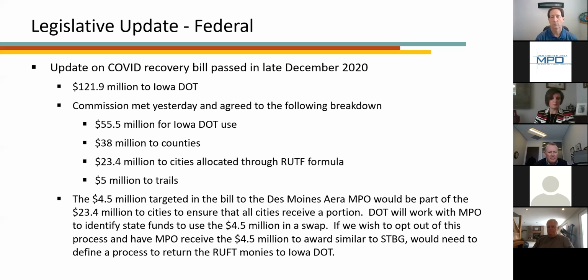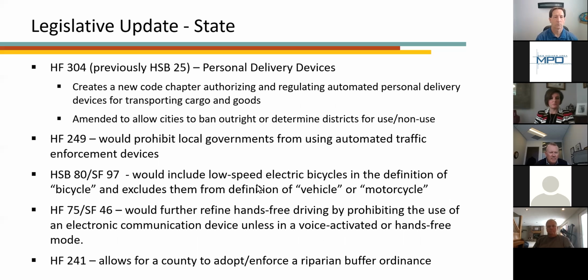If you go to the next slide, we've got an update on a few federal pieces of legislation. One we talked about last time was House File 304, though by the time it was called something different. This is for the personal delivery devices. It has been amended a little bit to allow cities to ban them outright or to restrict them to specific districts. This did pass the House a couple days ago, so that's one that's moving forward. There's a few others here, one that would prohibit local governments from using automated traffic enforcement devices. This seems to come up about every year.